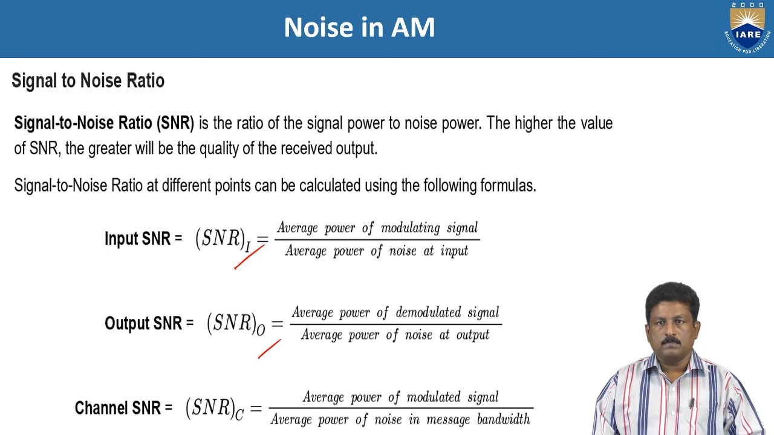Overall, during the traveling time, the signal can be transmitted through wire or wireless. So we are measuring the SNR at the channel side also. The signal to noise ratio at the channel side is defined as the average power of the modulated signal to the average power of noise in the message bandwidth.